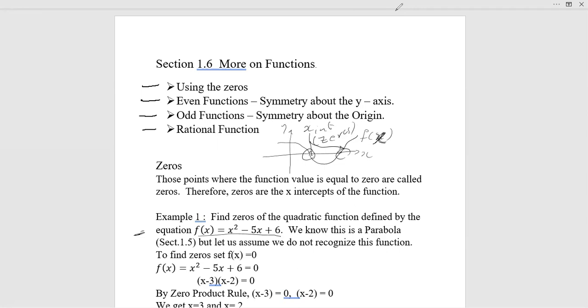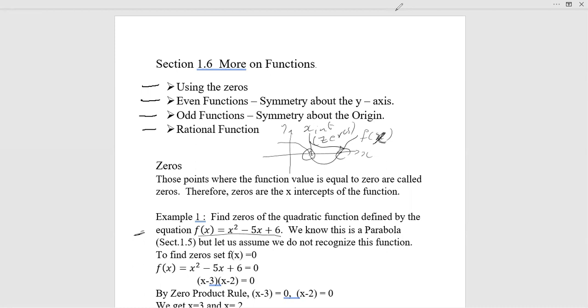This x squared minus 5x plus 6. We discussed this type of function in previous section 1.5 under parabola. This is a quadratic function. We know it is a parabola, but for the time being, let's assume we don't know that. We want to find the zeros, its x-intercepts.